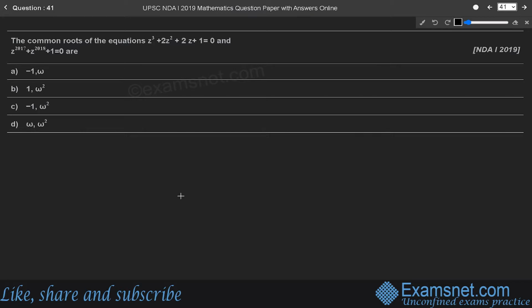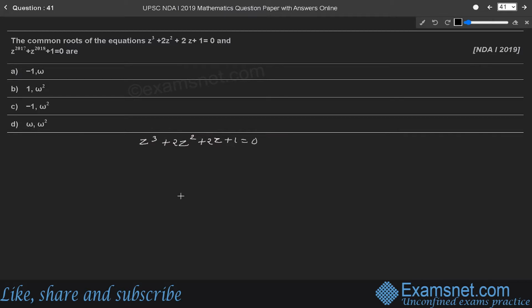The common roots of the equation z cube plus 2z square plus 2z plus 1 is equal to 0 and z to the power 2017 plus z to the power 2018 plus 1 is equal to 0 are. We are given two equations here and we have to find the common roots for both these equations. So the given equation is z cube plus 2z square plus 2z plus 1 is equal to 0.